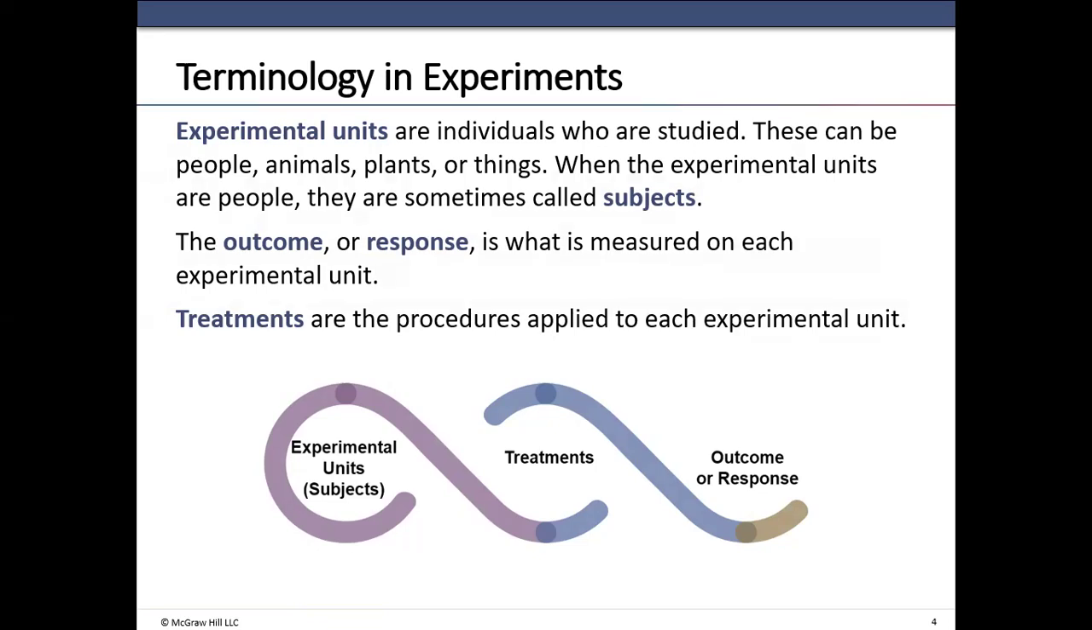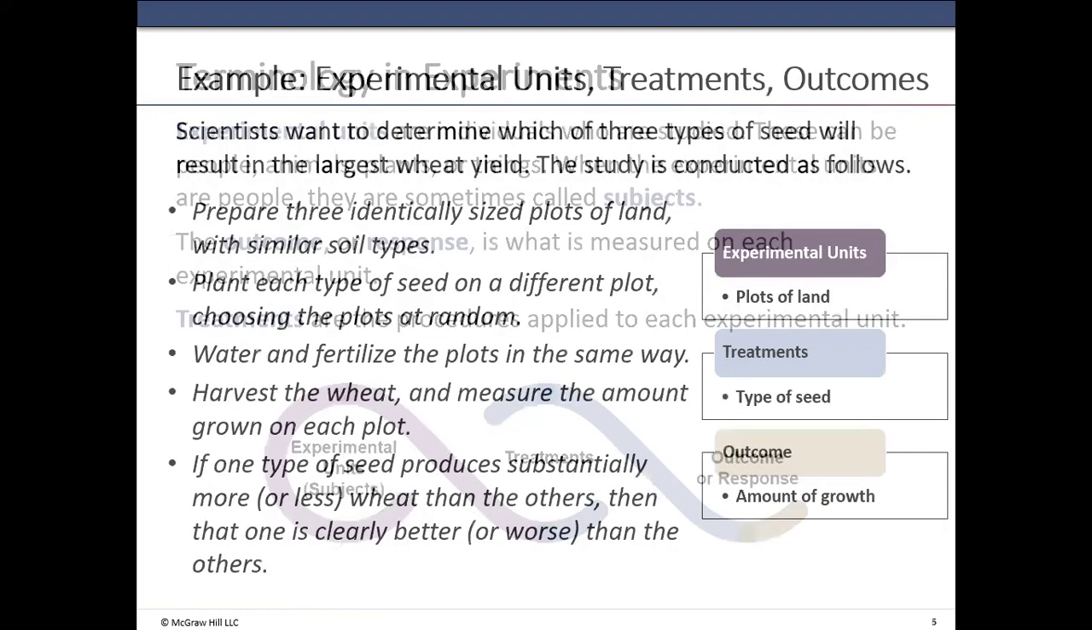Okay. The outcome or response is what is measured on each experimental unit. Treatments are procedures applied to each experimental unit. So experimental units are called subjects when they're people. On them, treatments are applied and we measure the outcome. What are treatments? Procedures we apply to each experimental unit.